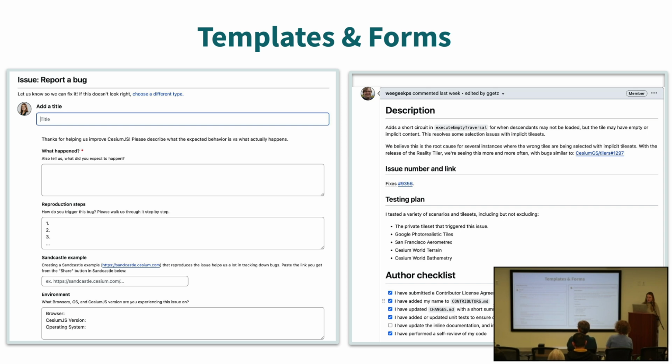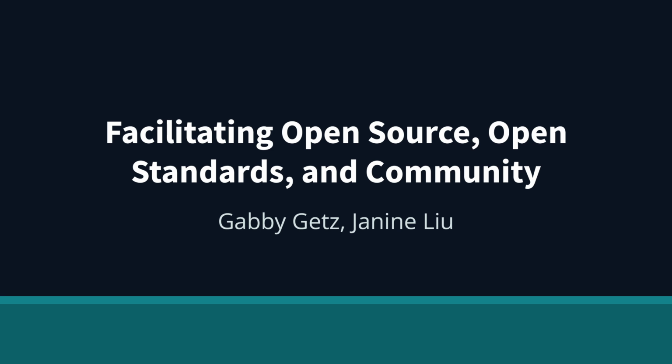Finally, as much as possible, tell people what you need before they even hit the submit button to communicate with you. So we make heavy use of templates and forms in order to get the information we might need from a bug report or to make review on a pull request as streamlined as possible. So yeah, that is how we develop open source.